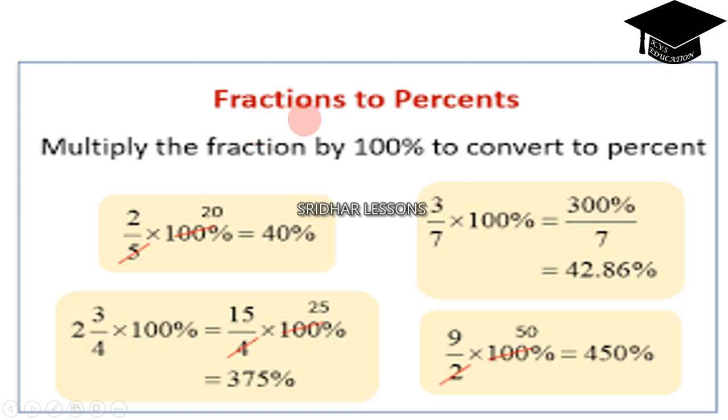Now see here, the fractions can be converted into percents. Multiply the fraction by 100% to convert into percentage. That means this is the fraction 2 by 5. This 2 by 5 can be converted into percent as it has to be multiplied with 100. 2 by 5 into 100.